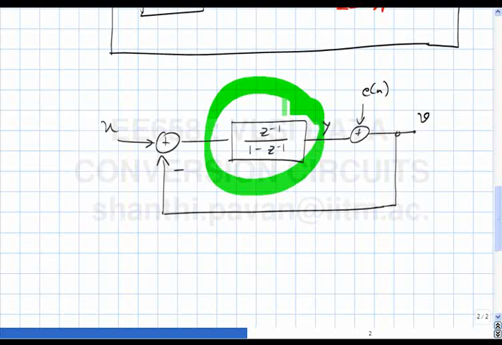So all that you need to do is basically design Z inverse by 1 minus Z inverse, which is nothing but an accumulator. It's a discrete time accumulator, correct? And any suggestions on how I might be able to realize that? Have you seen this already? So the accumulators can be made with switch capacitor circuits, right?